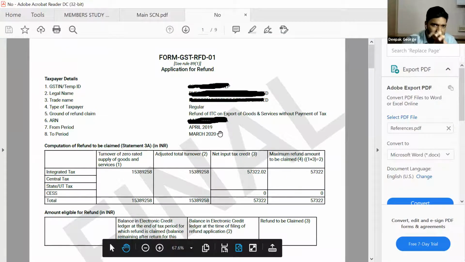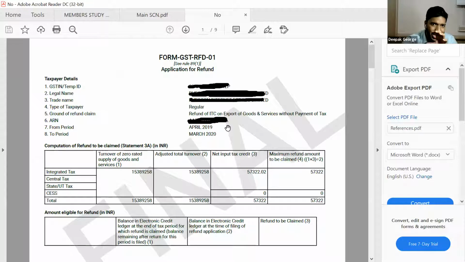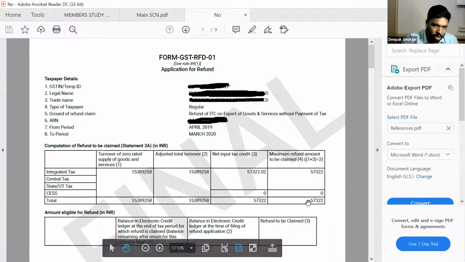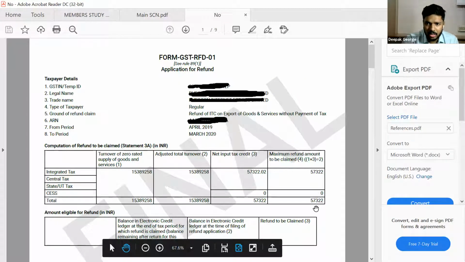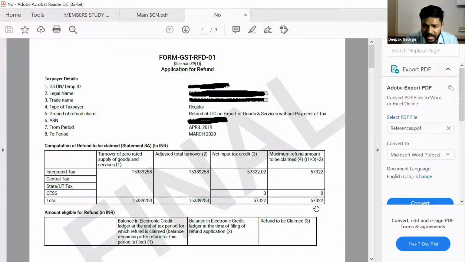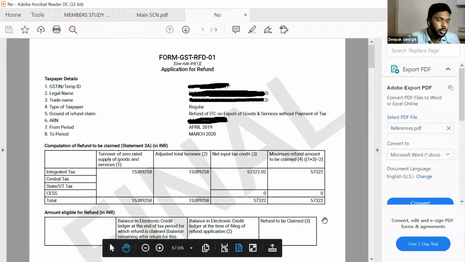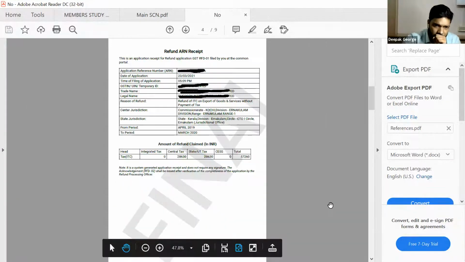This is a format of RFD 01, application for refund. It is a PDF that you get once you apply for refund. Here you can see the ARN number. This is the tracking number that I told you that you can get. Here you can see the bifurcation of the amount that you availed as refund. You're finally availing 57,322 worth of ITC as refund.